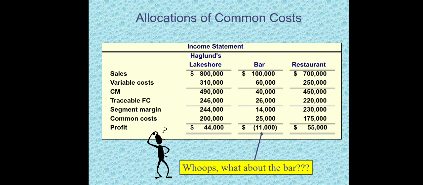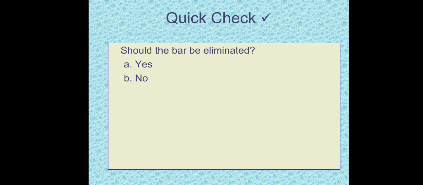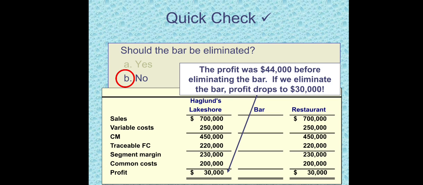But let's see what will happen if you close the bar. Should the bar be eliminated? The answer is actually no. If you close the bar, the total profit for the business is only 30,000. Remember, before the bar is closed, the total profit was 44,000. If you close the bar, then you are making a wrong decision.